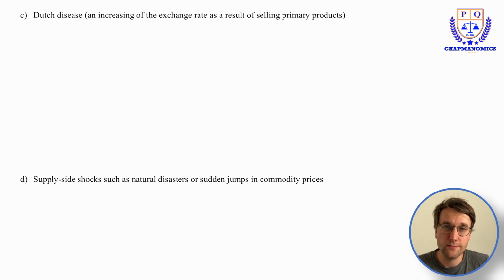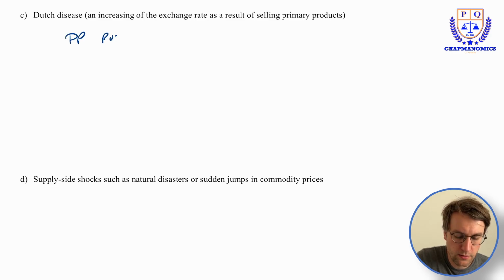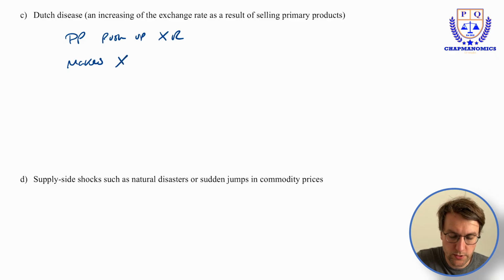Now, the big problem was the Dutch ran out of oil. As a result, not only had they run out of oil, so they no longer had the oil industry, but they had scuppered their other industries because they just couldn't afford to compete when it came to exports. So therefore, if you are primary product dependent, your primary products push up your exchange rate. This therefore makes your other exports more uncompetitive.